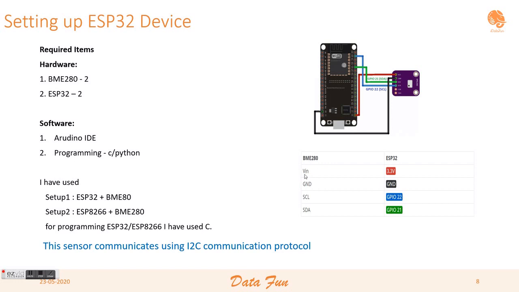So here I have shown how to connect your BME280 sensor with ESP32. Follow the same. It is for I2C communication. You'll be able to see all this communication I have given. Please follow this to set up your ESP32 for sensing the data from the BME280.